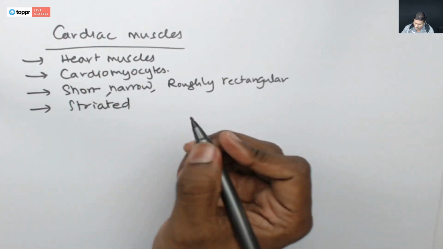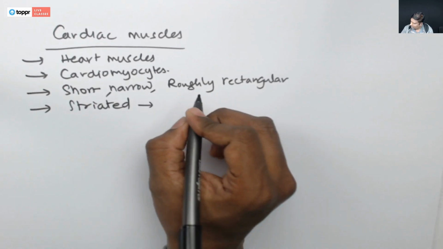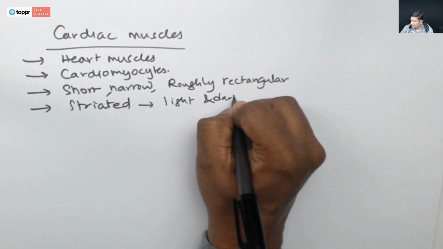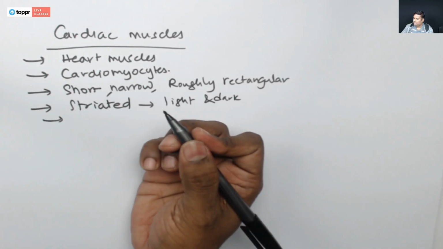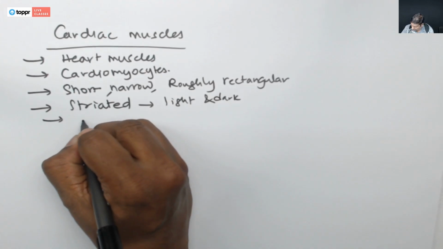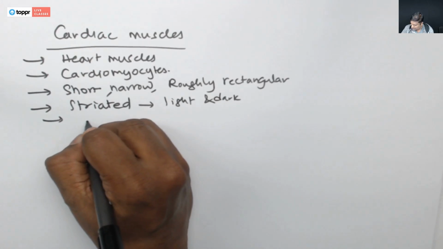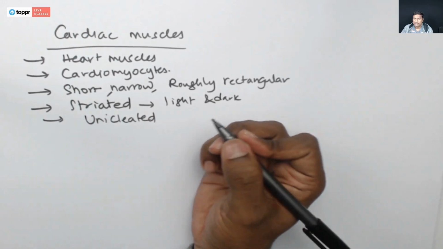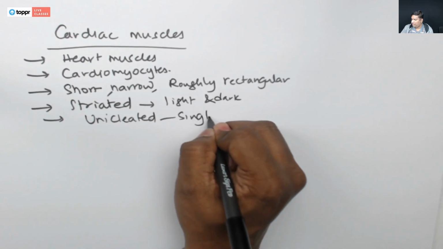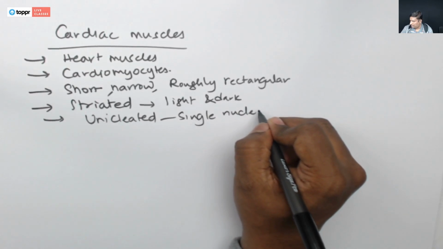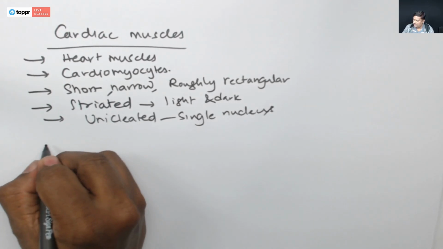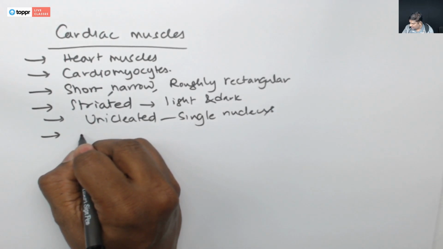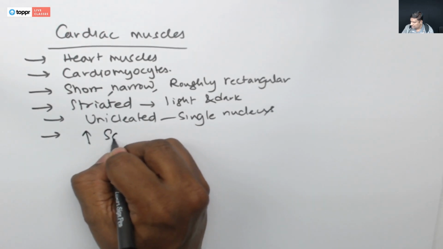These are also striated, just like your skeletal muscles, with the light and the dark bands. But they differ from the striated skeletal muscles in one aspect. These are uninucleated, that is, they have only a single nucleus, unlike your skeletal muscles, which are multinucleated. And the other important aspect here is these have the highest number of sarcosomes.